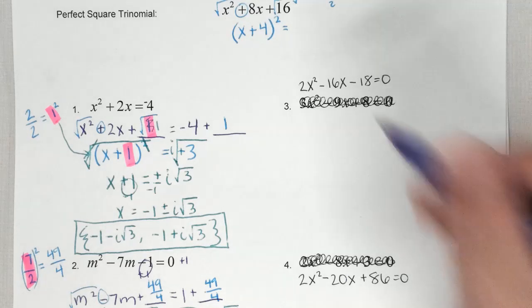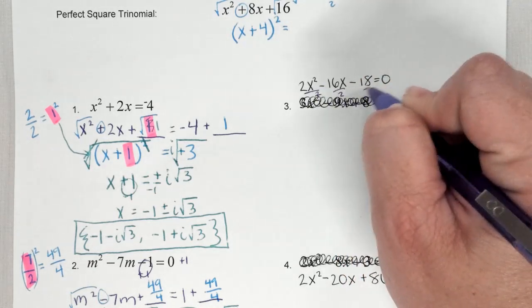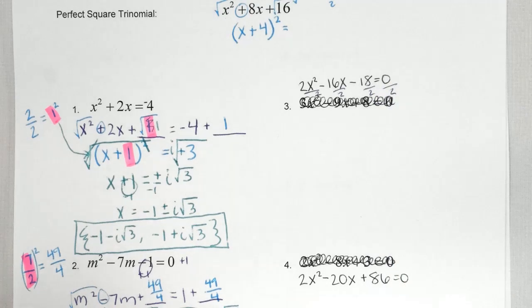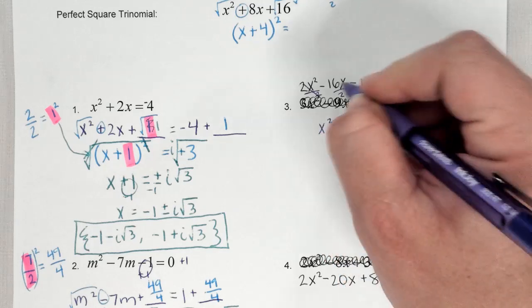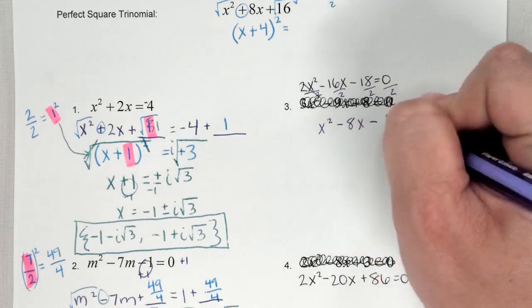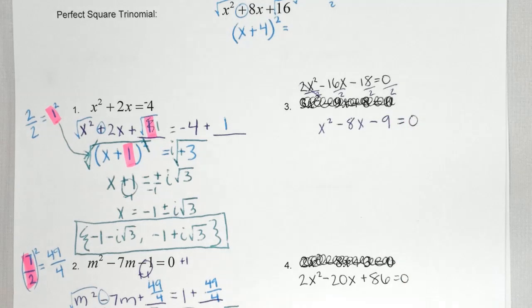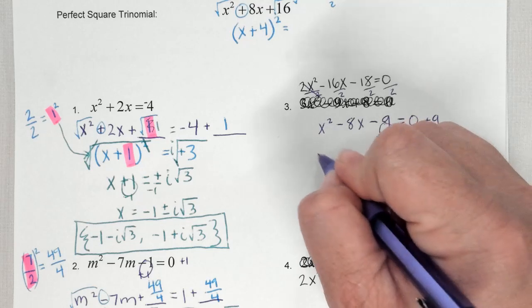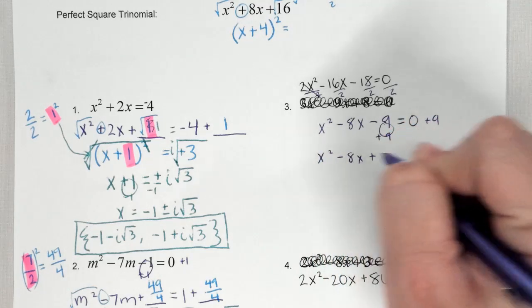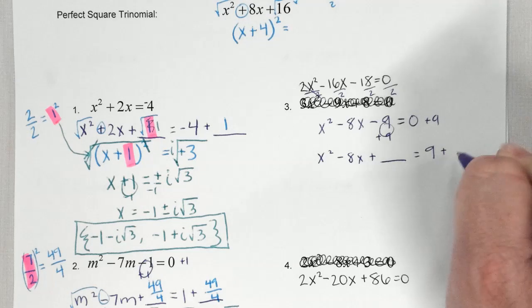Does that make sense? So I'm going to divide by 2, divide by 2, divide by 2, divide by 2. See how I also divided the right side of the equal sign? That's why I don't have to worry about it. It goes away. Because what I do to one side, as long as I do it to the other, we're still equal. Well, this becomes x squared minus 8x minus 9 equals 0. Now what's my next step? Now that it looks like number 1 and 2. Add the 9 to both sides. We get x squared minus 8x plus something equals 9 plus something.